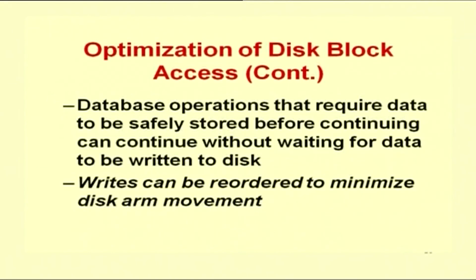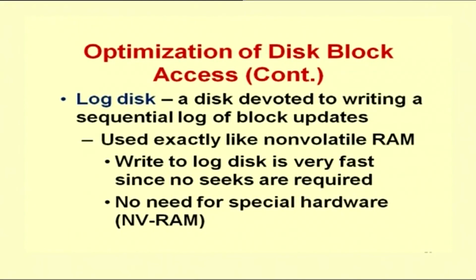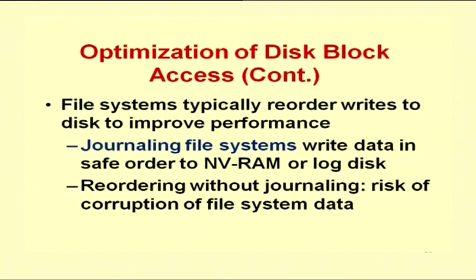Database operations that require data to be safely stored before continuing must write to disk, and writes can be reordered to minimize disk movement. So, write it in such a way. Then you have something called a log disk, which is for a sequential log of block updates. You can also do what is called journaling the file system by writing it into an NVRAM.